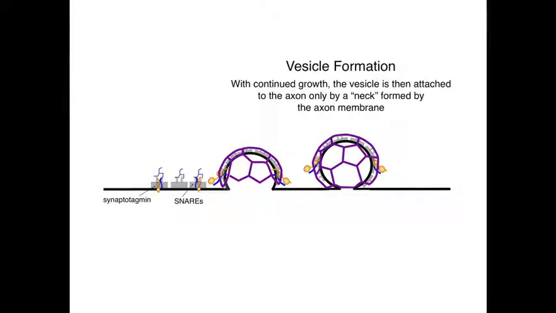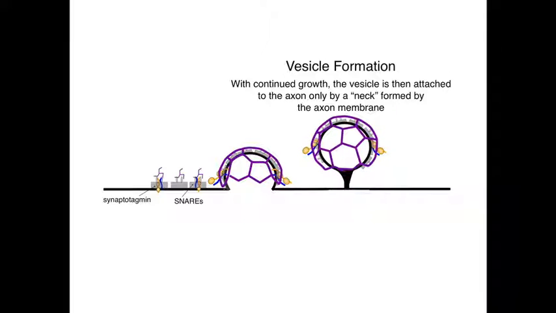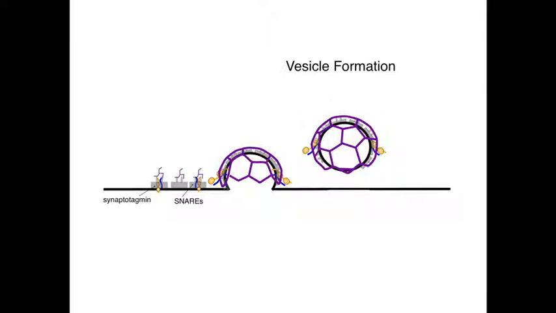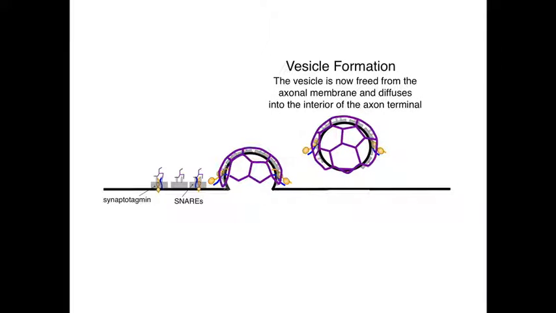So now we saw how cool clathrin is and how it forms that cage around the membrane. And with continued growth, the vesicle then attaches to the axon only by a neck formed by the axon membrane. Then what happens is dynamin wraps around the neck and pinches the vesicle off of the axon membrane. There's dynamin. Watch. It pinches the membrane off and frees the vesicle from the axonal membrane. Now the vesicle can diffuse into the interior of the axon terminal.